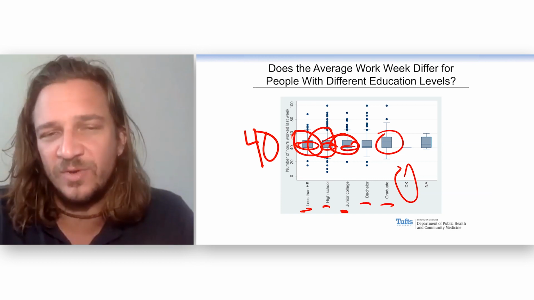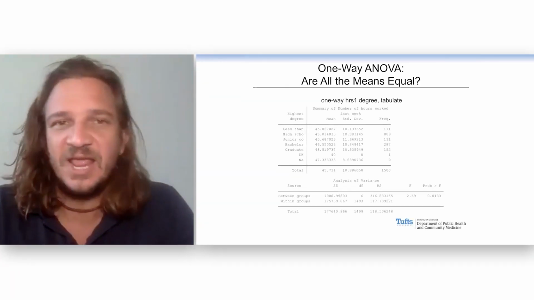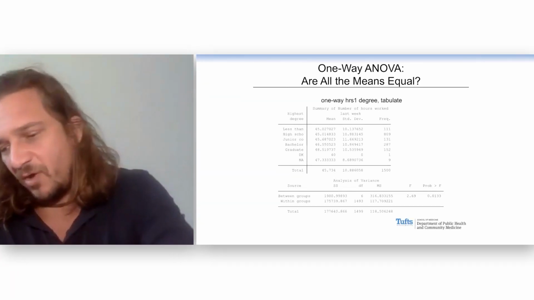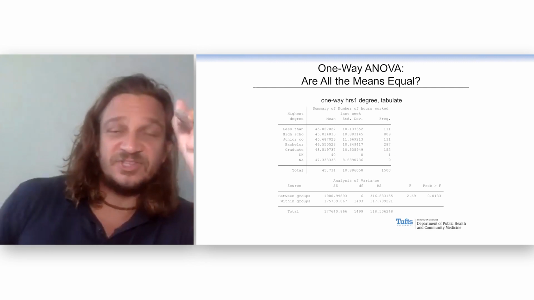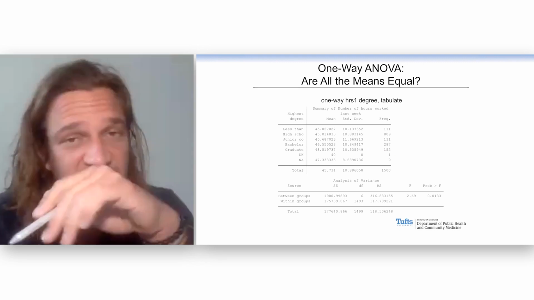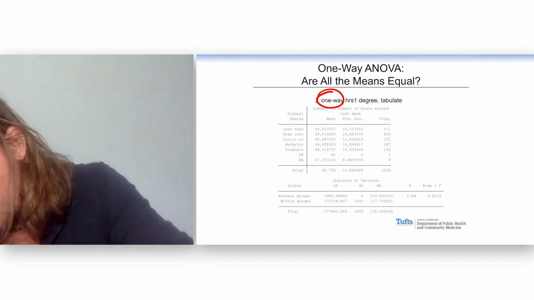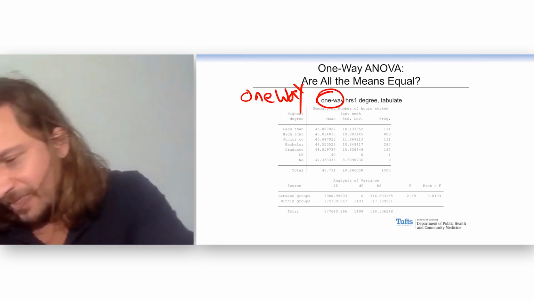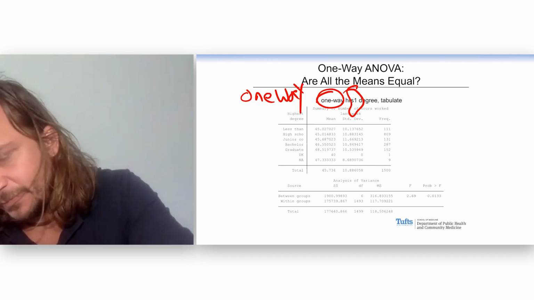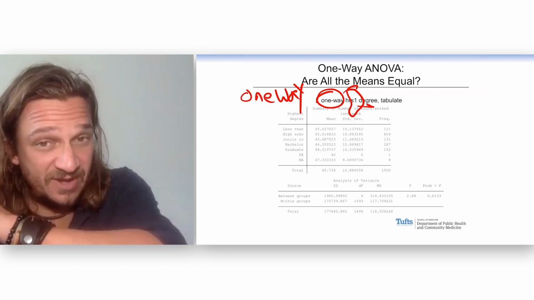Let's run an ANOVA, though, and see if the mean is different between the groups. Are all the means equal? Here's our ANOVA. One way. There's another typo in this slide. When these slides got converted into PowerPoint, there were hyphens that were added. And so this should be one word instead of one way. One way, and then the outcome, and then the independent variable.